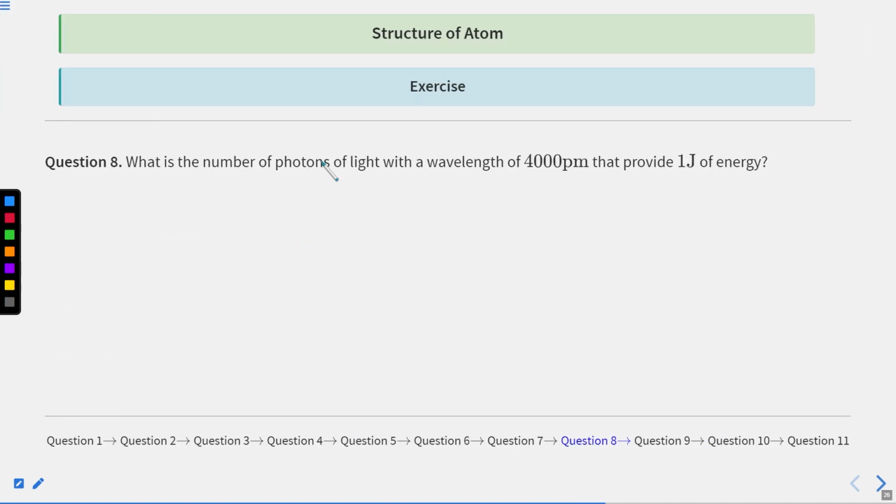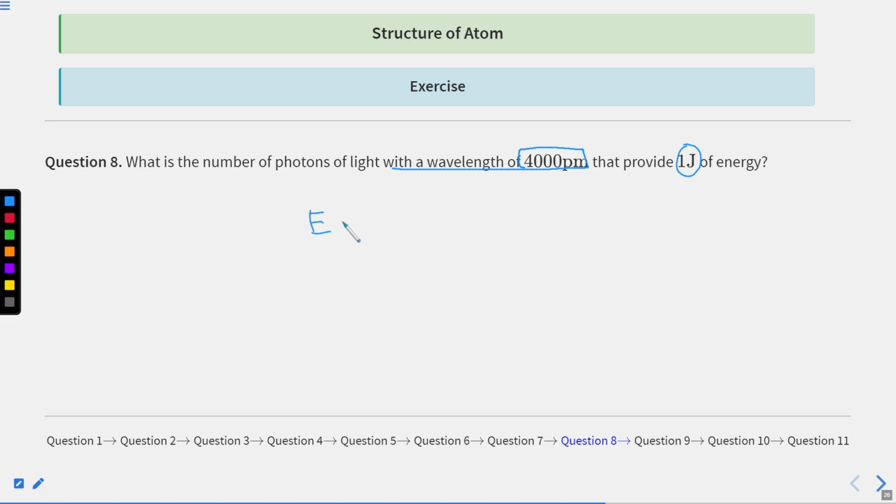Next, what is the number of photons with a wavelength of 4 picometer that provides 1 joule of energy? So this question is very good. It asks what number of photons you will take such that the total energy will be equal to 1 joule, and your wavelength is given. So first we will calculate the energy associated with 1 photon.